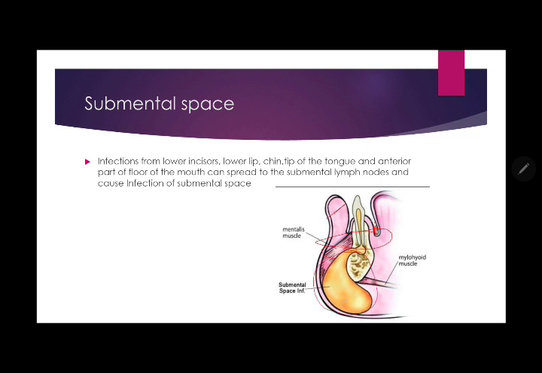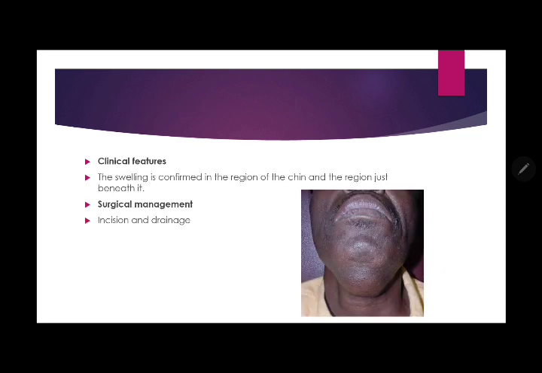If there are infected lower incisors, the infection passes from the periapical space of those lower incisors and spreads to the submental space, leading to the submental space infection. Coming to the clinical features, the swelling is often confined to the region of the chin and the region just beneath it. Here is the swelling below the chin. The surgical management is simple incision and drainage.